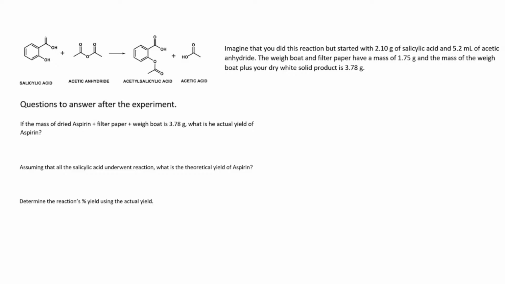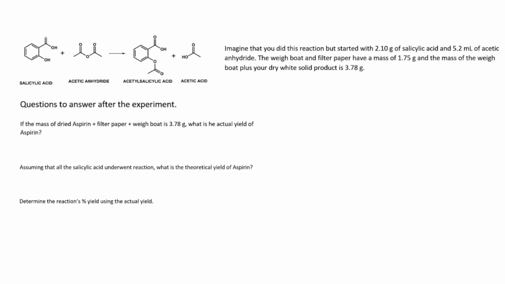Today we're going to look at this question. Imagine that you did this reaction but started with 2.10 grams of salicylic acid and 5.2 milliliters of acetic anhydride. The weigh boat and filter paper have a mass of 1.75 grams, and the mass of the weigh boat plus your dry white solid product is 3.78 grams.